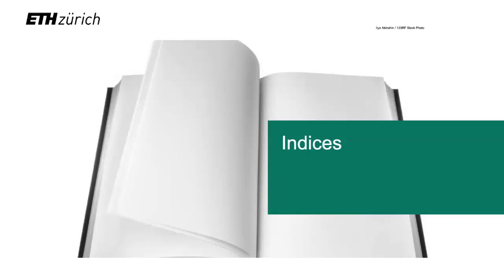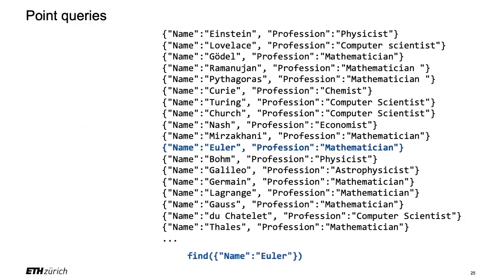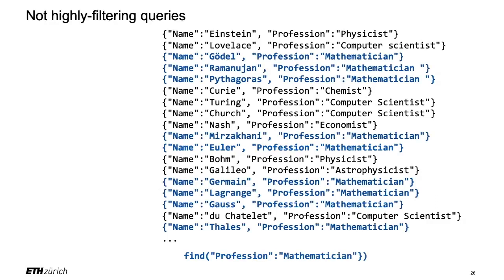Indices work exactly in the same way. We need to build an index structure like this. It's not going to be words. It might be integers or other values. But the idea is that some queries will be very highly specific, like find name Euler is just that object right here. Some others might be less specific.